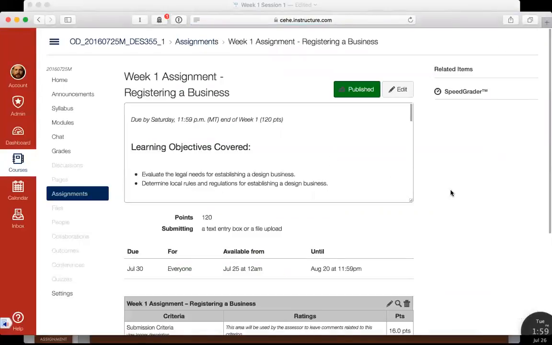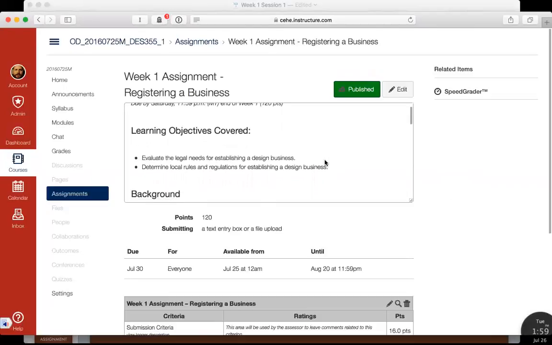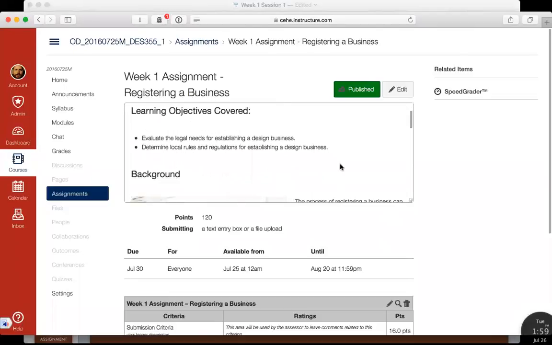So the assignment has to do with registering your business, okay? Now, the requirements for registering your business are different depending on your location. States have different requirements. Even cities can have different requirements. And so a lot of this is going to be teaching you how to find that information for your area.